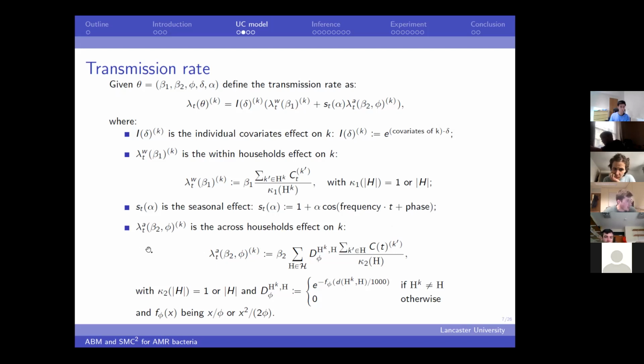And finally, we have this across-household transmission, or cross-household effect, which is again a parameter beta2 multiplied by something that depends on the prevalence or absolute number of colonized individuals in each household, scaled by some coefficient that decays in space. So in this case, we are saying that if a household is very close to the household of individual K, then we will be more affected by that household. Otherwise, we will be less affected. And in terms of spatial kernel, we use this formulation: either an exponential decay or a Gaussian decay.